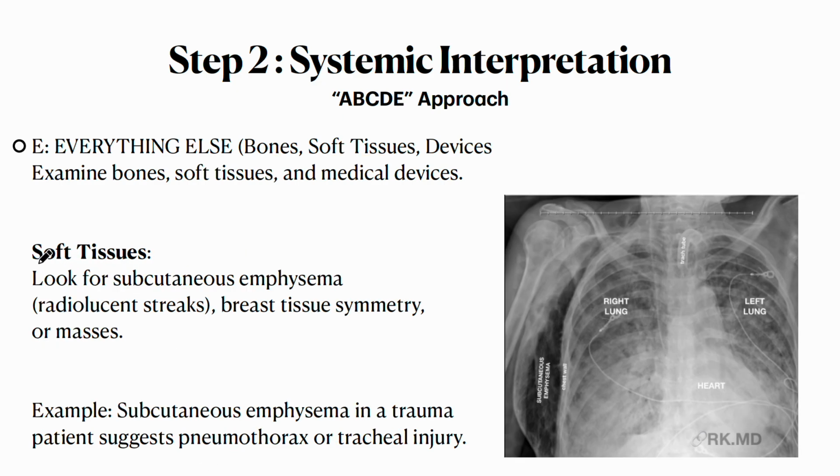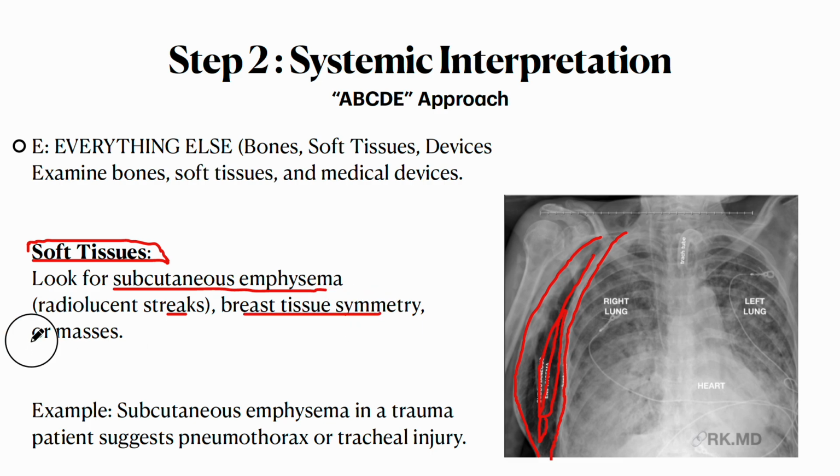So let's talk about soft tissues. We have to look for subcutaneous emphysema right here. This is the skin, this is the skin, and this is the thorax, right? But there is emphysema like this. This is a very huge emphysema, and that is subcutaneous, right? And in those cases, you have to look for soft tissue findings like radiolucent streaks, breast tissue symmetry, and masses. We have to look for that. For example, subcutaneous emphysema in a trauma patient suggests pneumothorax or tracheal injury. That is how we assess.